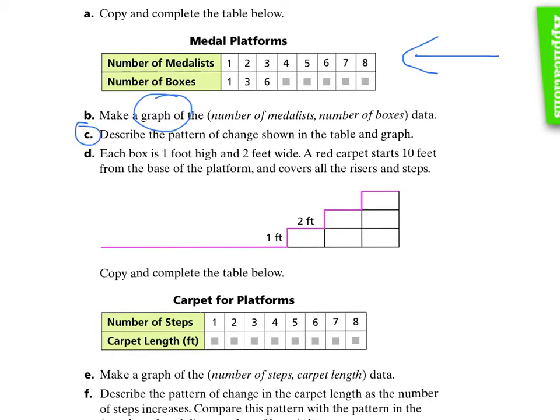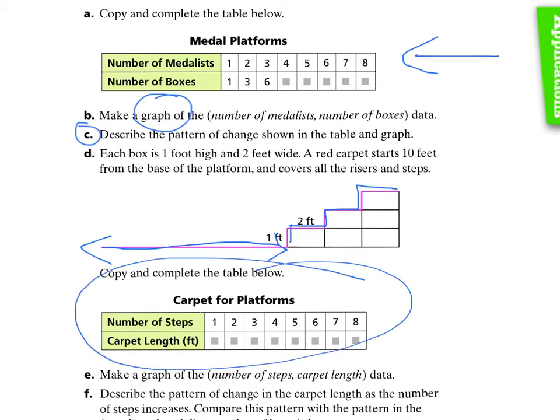On part D, then, they're asked to look at a new situation applied to it, where they're going to run a carpet runner along the front of the platform and then up the stairs. So here students are told that the runner is 10 feet long in the front of the platform, and then it goes up 1 foot and over 2 feet for each step of the platform. And they're asked to use this data to complete a table below.